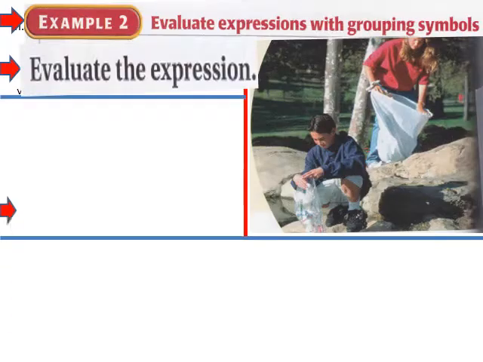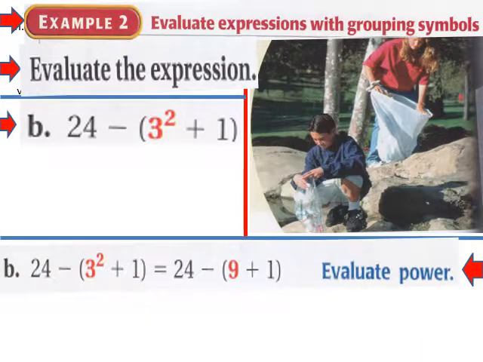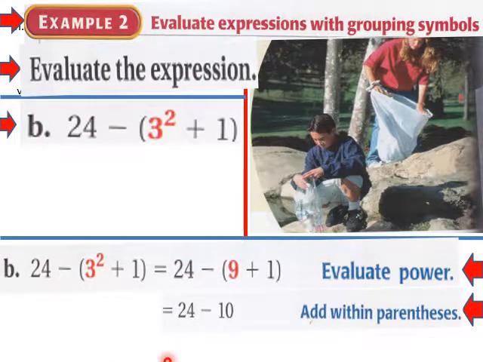Okay, example 2. Evaluate this expression. What do we do first? So again, we're inside parentheses. What has priority here within the parentheses? It would be the power. So we would have 24 minus 9 plus 1. And then we have to do our addition here. 25 minus 10, and then we get our 14 from that.